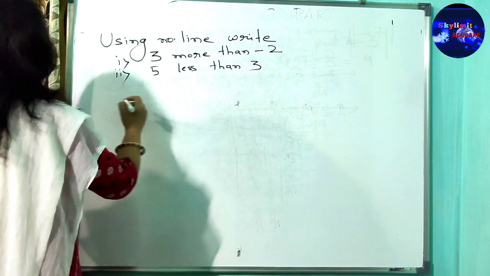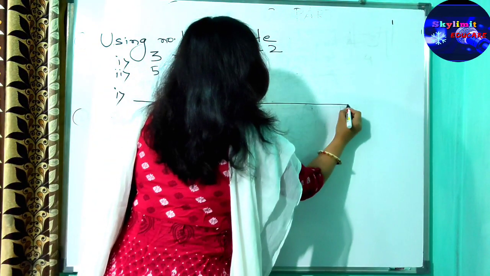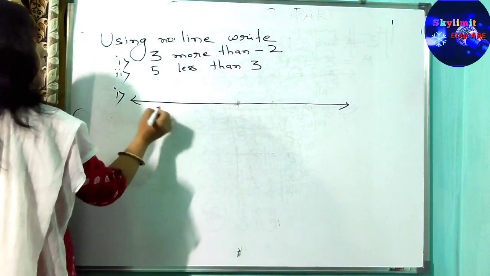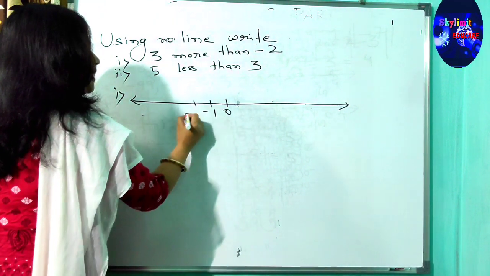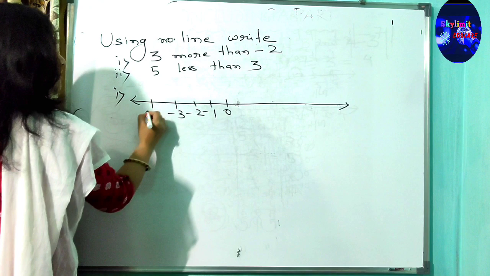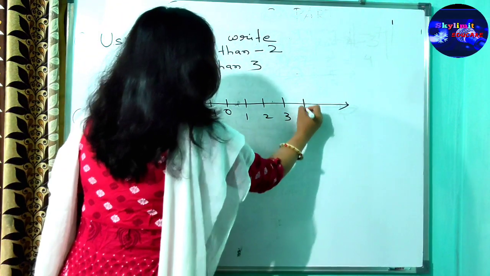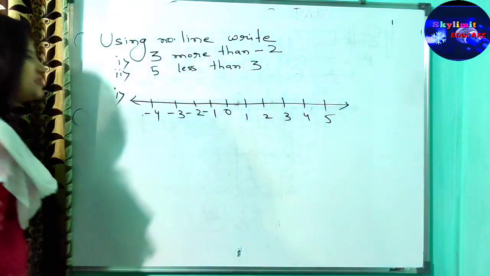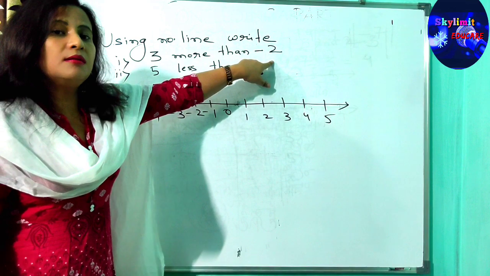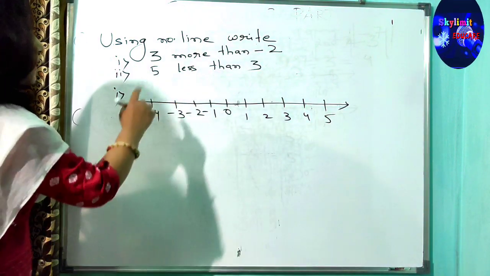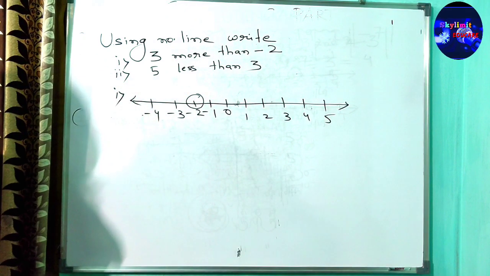So now, for the first question, draw the number line. You need what? -2, -1, -2, -3, -4, and 1, 2, 3, 4, 5. Right? 3 more than -2. 3 more than what? More than -2. So locate -2 on the number line. This is -2 on the number line. Okay, that you have drawn.